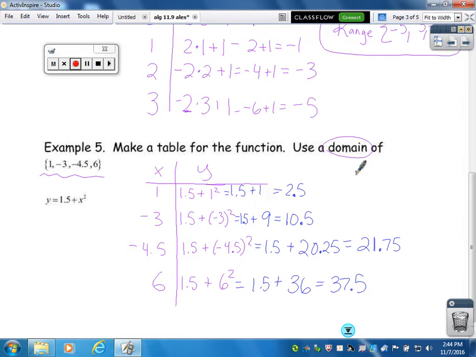So our final answer, what we are going to write, you could say y equals, you could say the range. I'm going to say y equals for this one. We've got all these values, let's do them least to greatest. So we've got 2.5, we've got 10.5, we've got 21.75, and we've got 37.5. That was nice that they were in order for us. We didn't have to think too hard on that one.